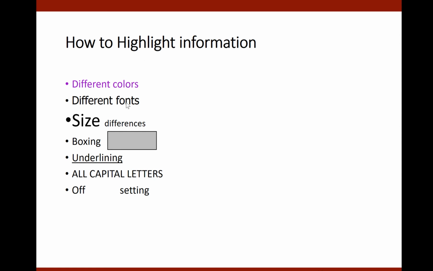And then different fonts can also highlight information. And the size also shows the difference and importance of information. Boxing, underlining, using all capital letters, but I would be conservative in using all cap letters, because many people understand all caps as shouting or yelling at someone. So we don't want to yell at anybody. So let's avoid all capital letters. And then offsetting, spaces also show that there is an importance.